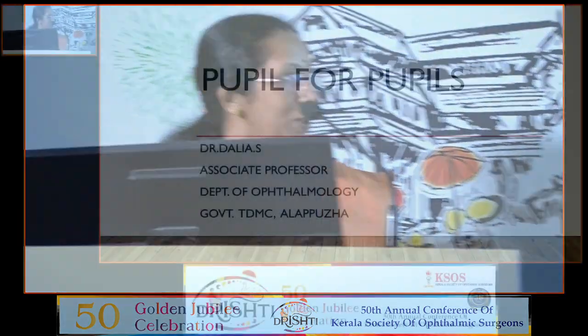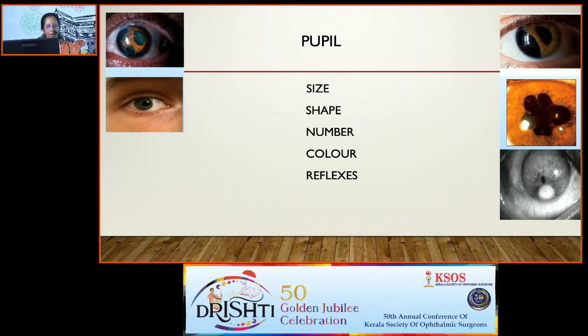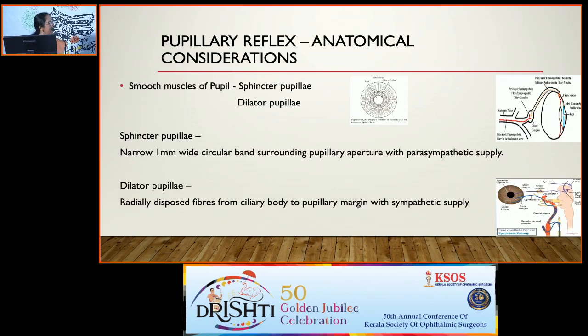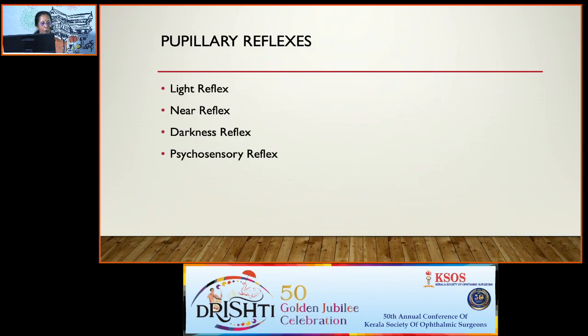Thank you, Madam, for the opportunity. From our undergraduate days itself, we are familiar with examination of the pupil under all these headings. So, I'll pertain only to the reflexes part due to want of time. The smooth muscles of the pupil include the sphincter pupillae, which has the parasympathetic supply, and the dilator pupillae, which has the sympathetic supply.